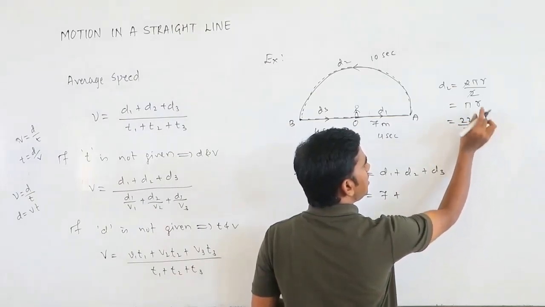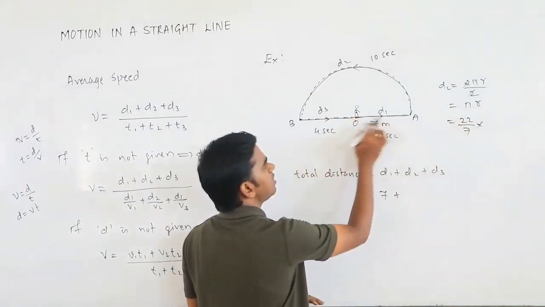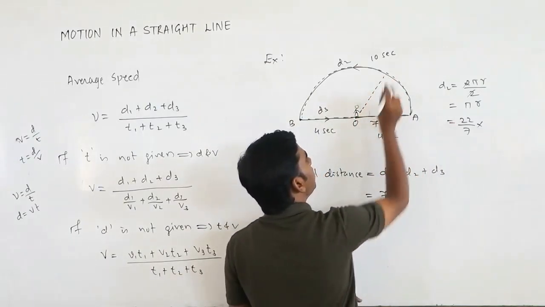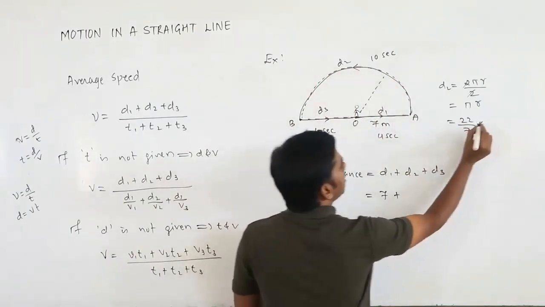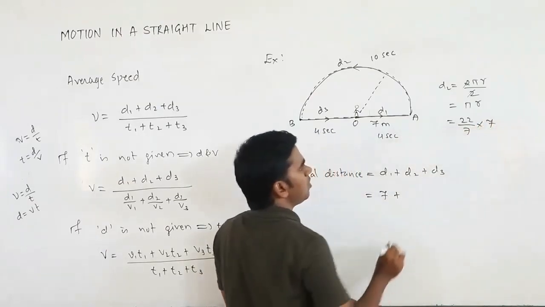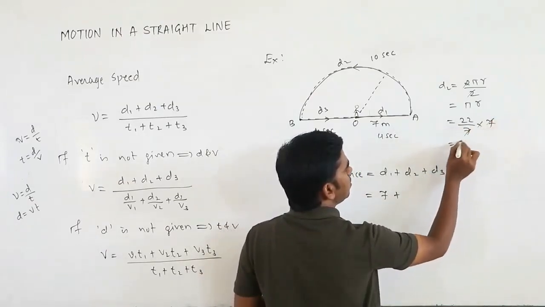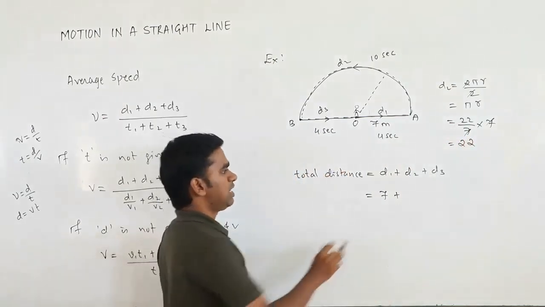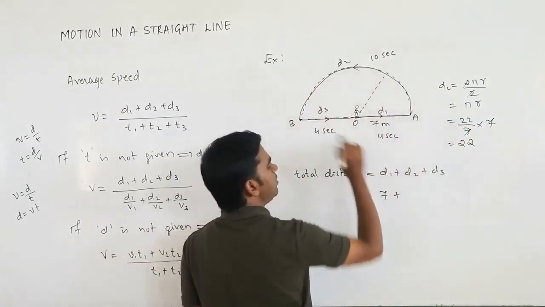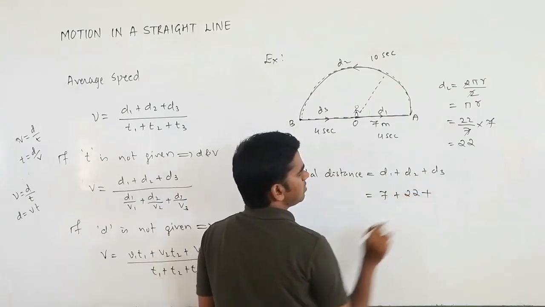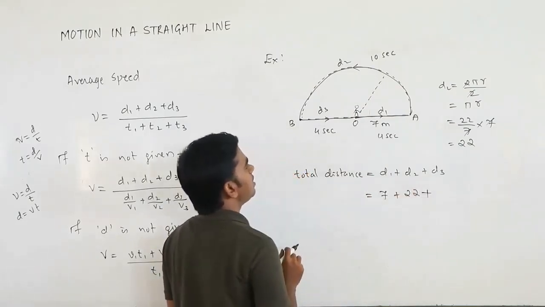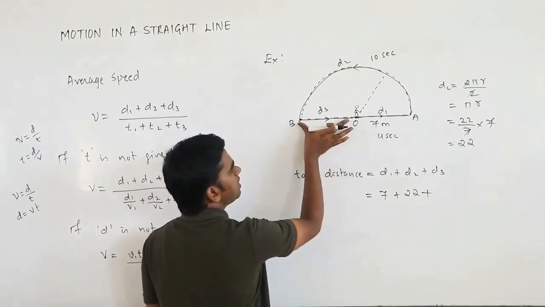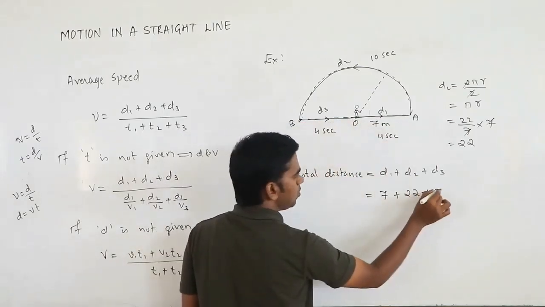What is r? Radius. Radius is 7, you can take it here or here, wherever, it is 7 only. So the 7 will get cancelled and you get 22. So D2, from here to here, is 22. Plus D3. What is D3? D3 is from here to here, which is nothing but the radius. Radius is 7, so you got 7.